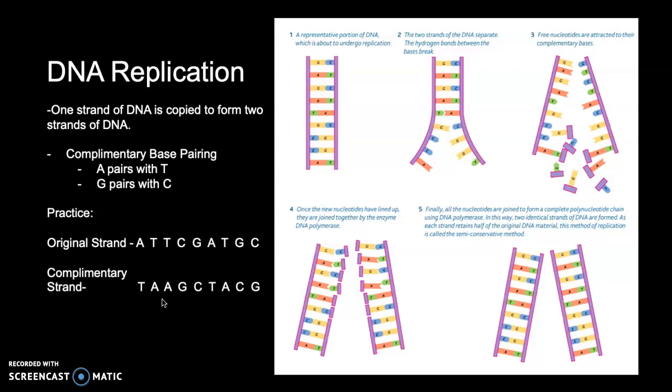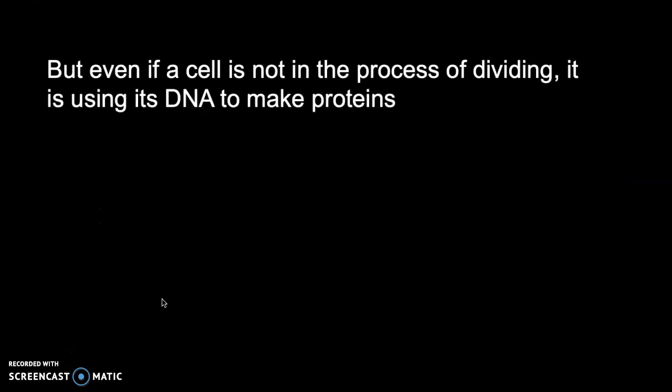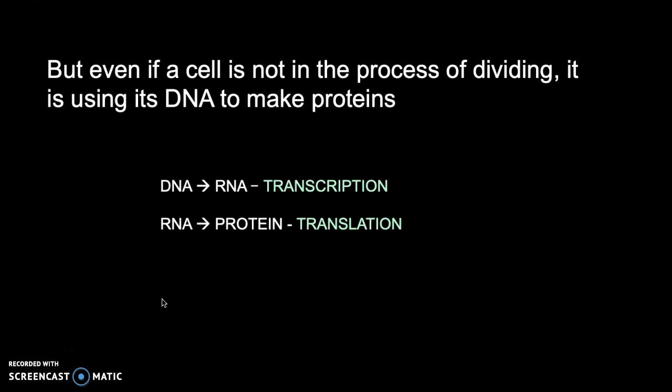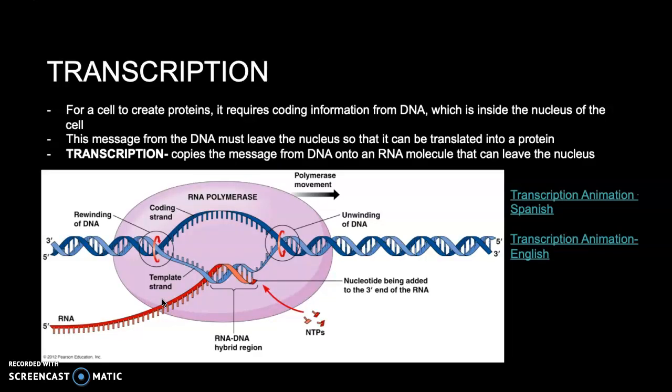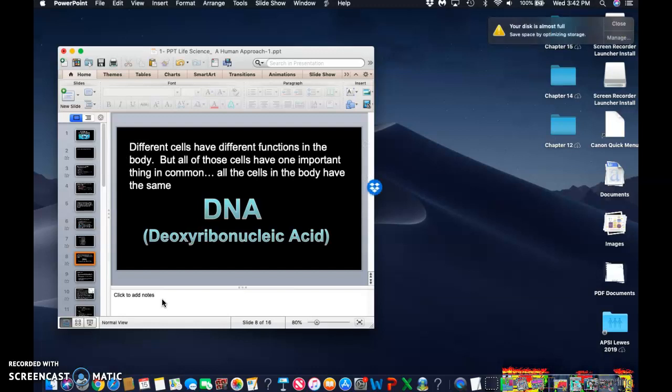So A always pairs with T, T always pairs with A, G always pairs with C, and C always pairs with G. These are the videos that I posted on the website, Replication Animation. Why do we replicate? To grow, to repair, to reproduce. Transcription and translation we'll talk about in class. You can watch those videos so you're prepared to talk about it in class, but we'll go over that more in class.